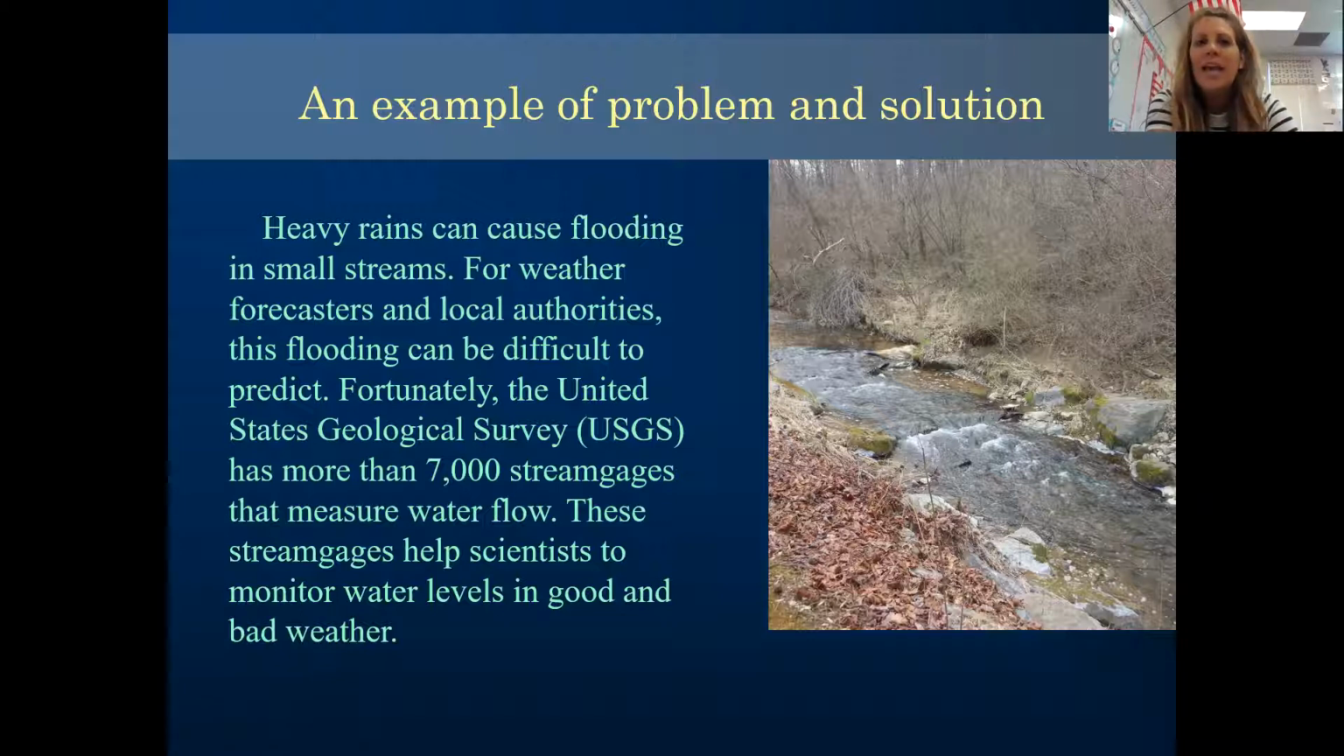Heavy rains can cause flooding in small streams. For weather forecasters and local authorities, this flooding can be difficult to predict. Fortunately, the United States Geological Survey has more than 7,000 stream gauges that measure water flow. These stream gauges help scientists to monitor water levels in good and bad weather.